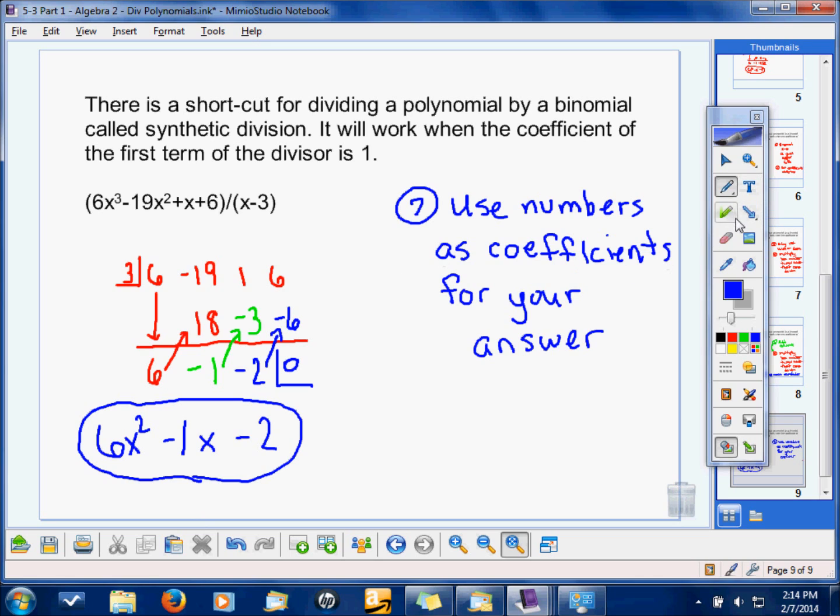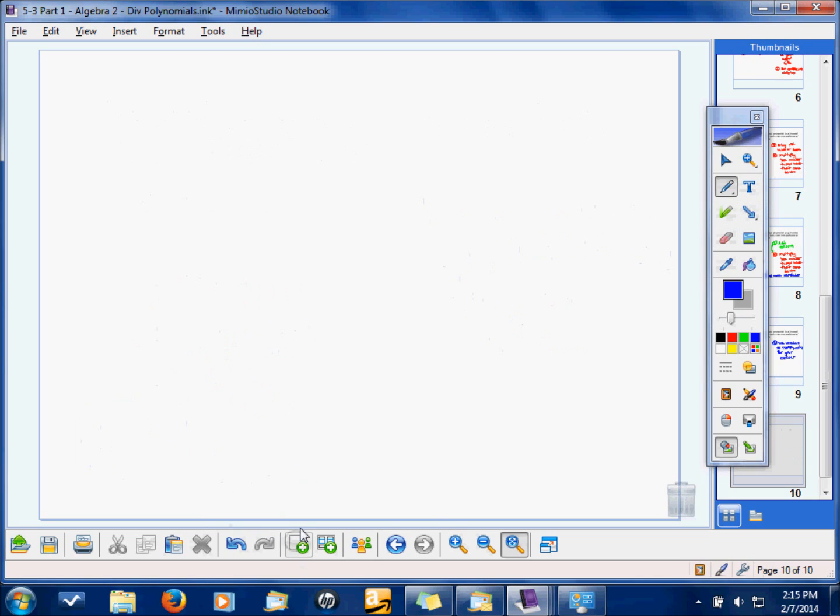So let's get a new one. We're going to take, let's see, 3x squared minus 4x plus 1. And we're going to divide that by x plus 7.